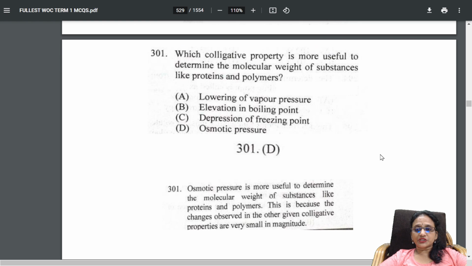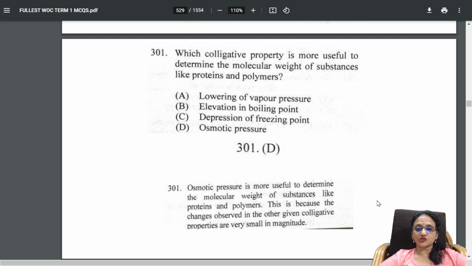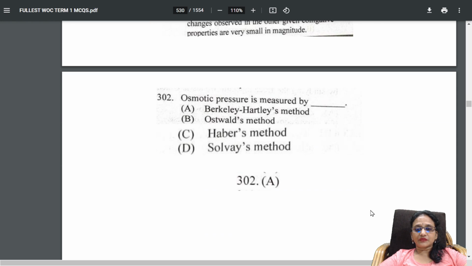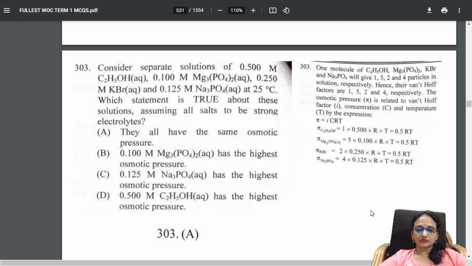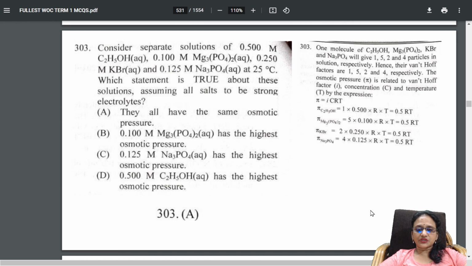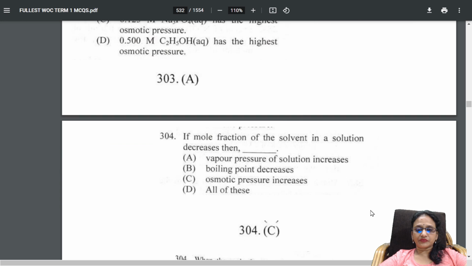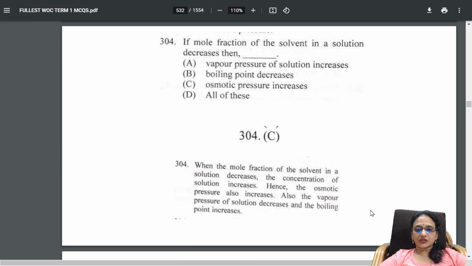Which colligative property is more used to determine molecular weight? Yes, osmotic pressure. Why? The reason is also given below. This is the method used for measuring osmotic pressure. So this is a question on pi. If the mole fraction of a solvent in solution decreases, then what happens? Because pi is equal to CRT, where C is nothing but the concentration.